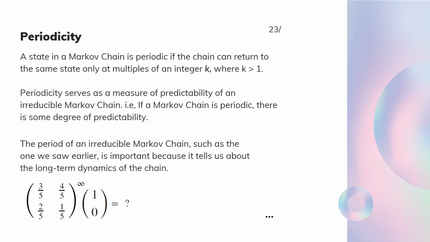Periodicity usually serves as a measure of predictability of an irreducible Markov chain. This means that if a Markov chain is periodic, there is some degree of predictability in its states. The period of an irreducible Markov chain, such as the one we saw earlier, is important because it tells us about the long-term dynamics of the chain and how the states might evolve over time.